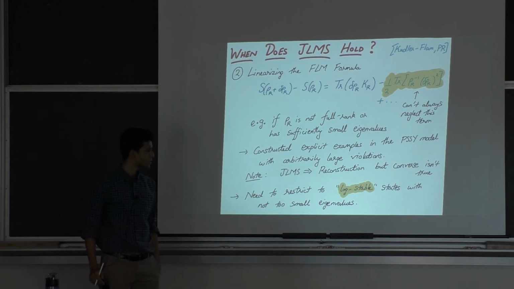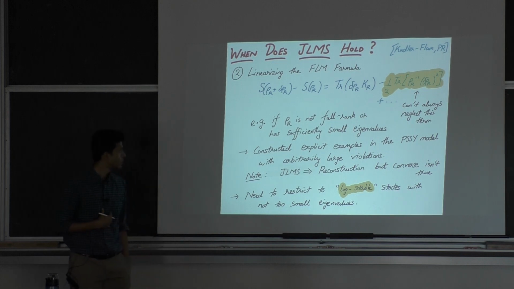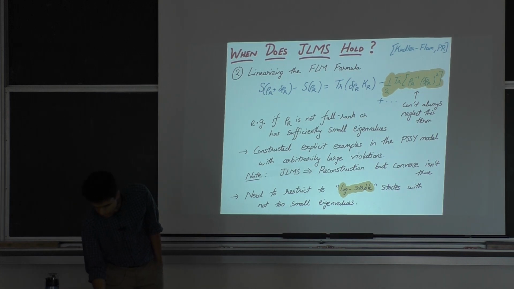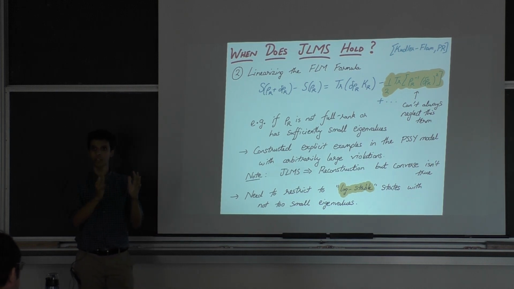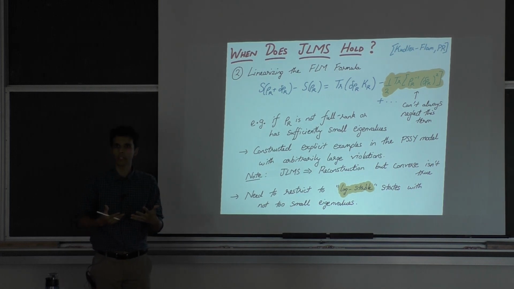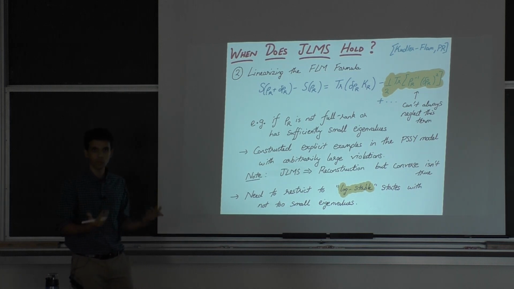So the key point is that JLMS is a strong condition. It implies reconstruction because JLMS is a pretty sensitive measure of distance between states. So if two states are close in the relative entropy, then they're also close in other measures like the trace distance. But it's not the other way around. So you can have states which are pretty close in trace distance. So for all practical purposes, they have similar correlation functions and so on. So they have similar geometries and similar answers for most of what you can compute. But JLMS fails by a large amount.